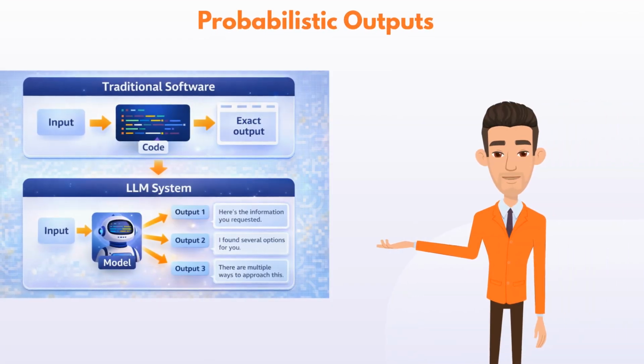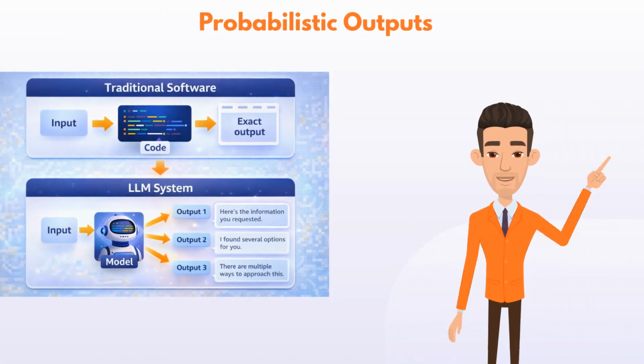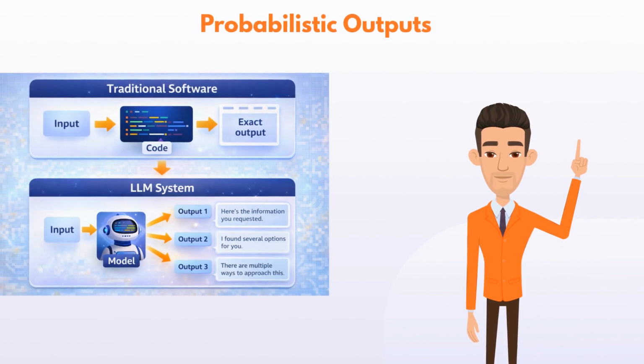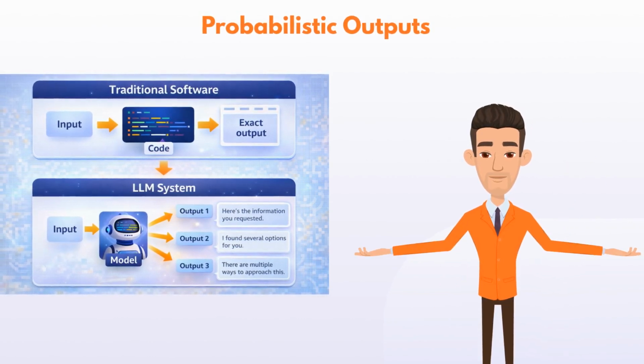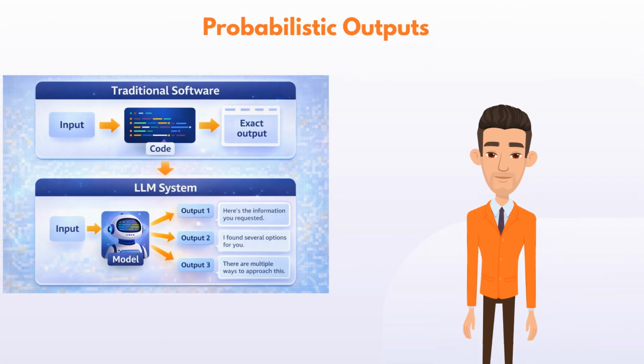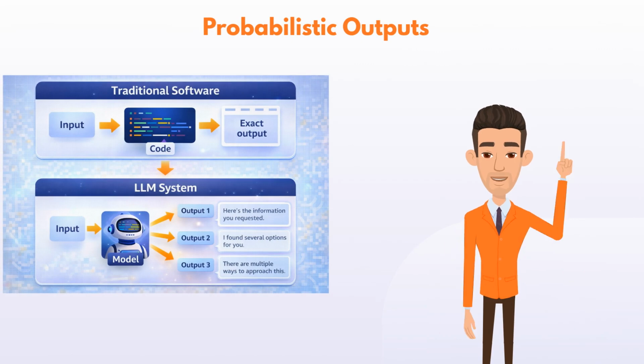Traditional software produces predictable outputs. If the input is the same, the output is always the same. Language models are different. They generate text probabilistically. This means the same question can produce multiple different responses, and many of those responses might be acceptable.